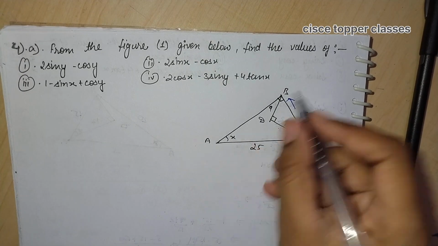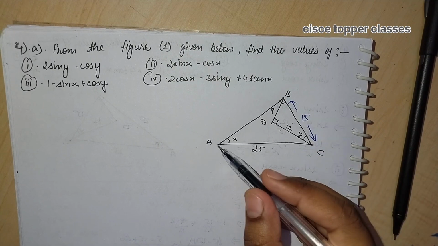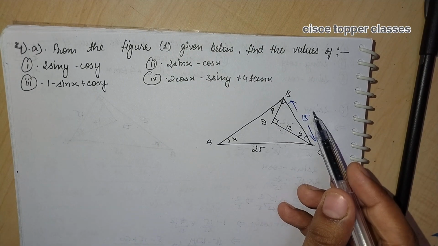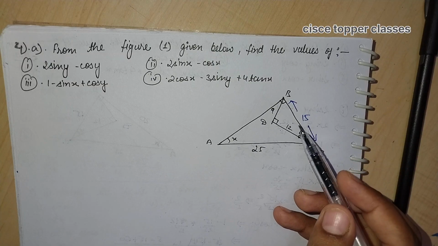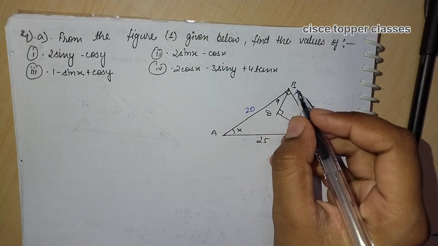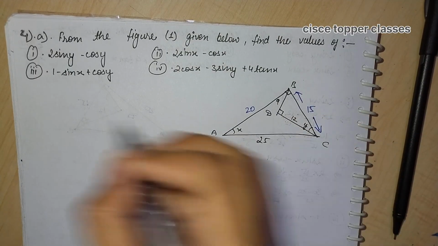Now, if we want to find the value of AB, we can take base or height, so it will be 25 whole square minus 15 whole square. So this will be 400, means 20 is the value of AB here, if we take the under root.